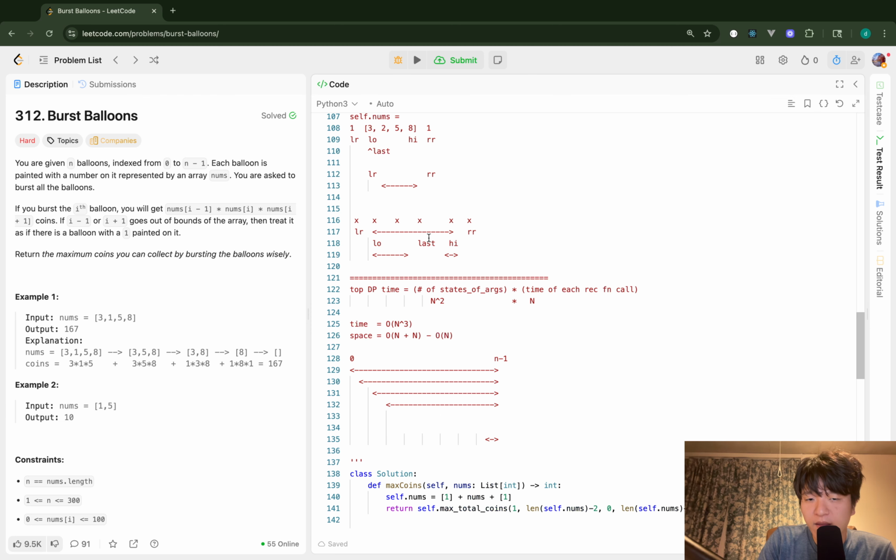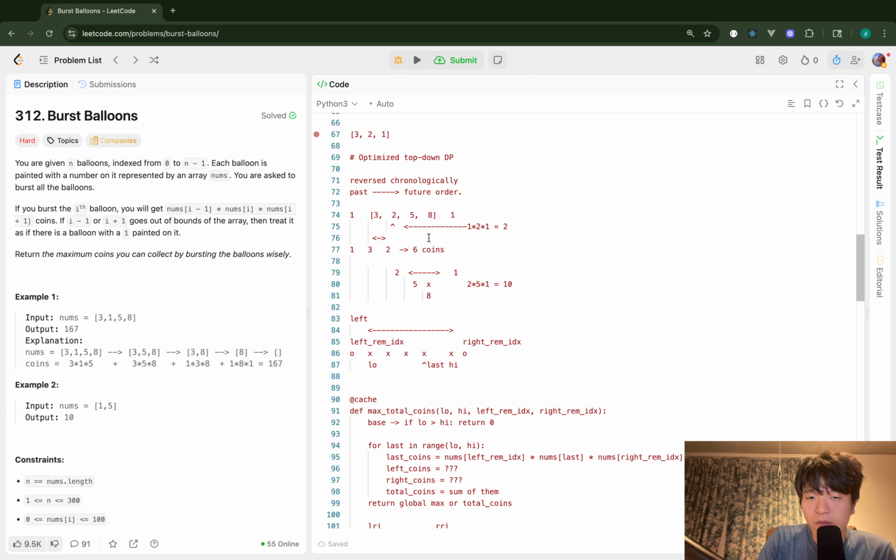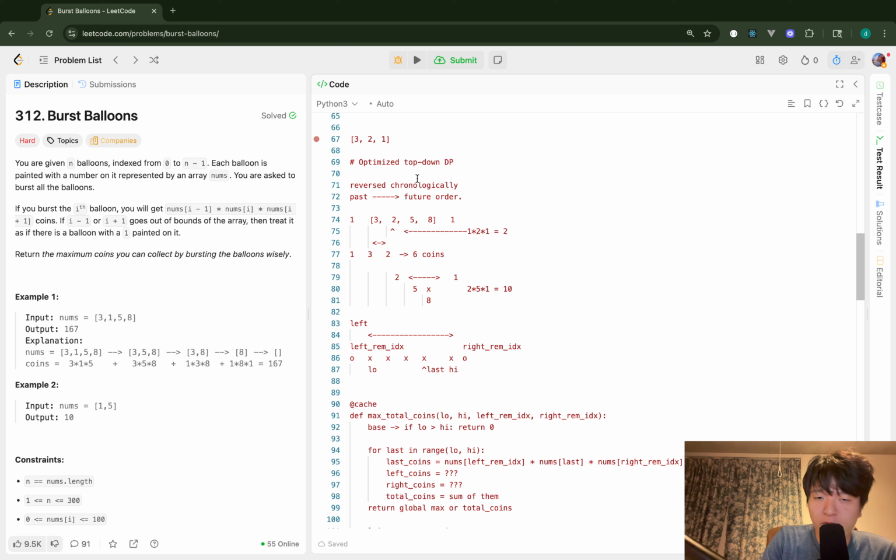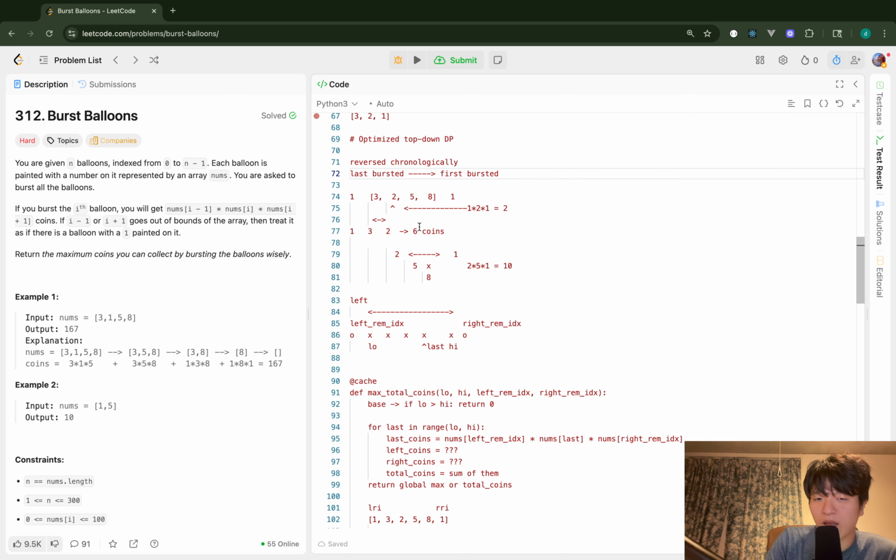I thought of it reversed chronologically. So I thought of it from future to past. Or I should say, last one to first one. Last balloon to first balloon order. So I sorted backward.